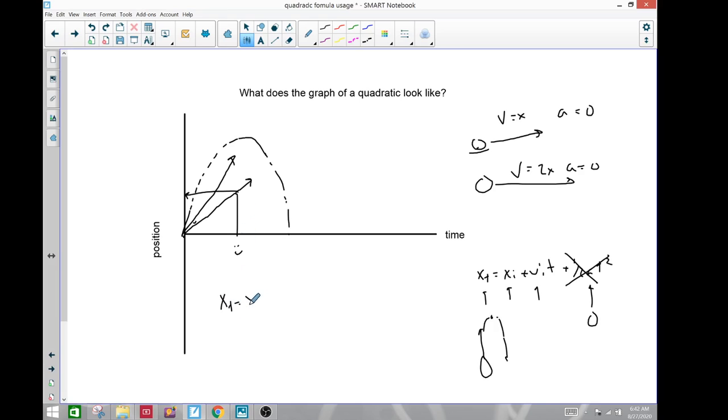Here we have x_t equals x_i plus v_i t plus 1/2 a t squared. There is an initial position, which could be 0, and then there's an ending position. Depending on where we solve for, my position here is different. This is just the position here. So at the highest point, of course, we know that this would be the max height.